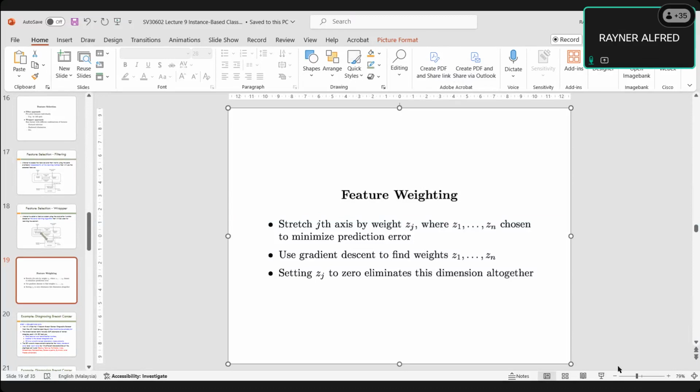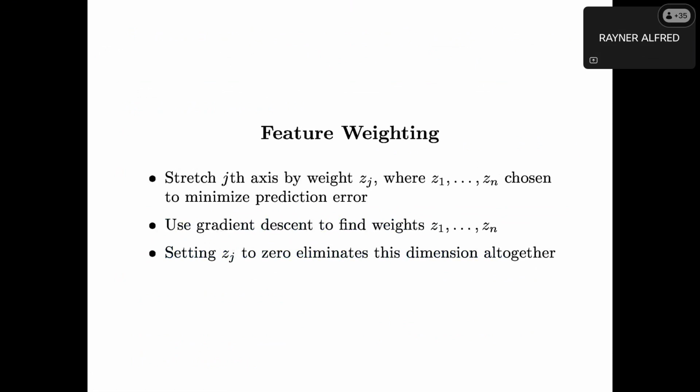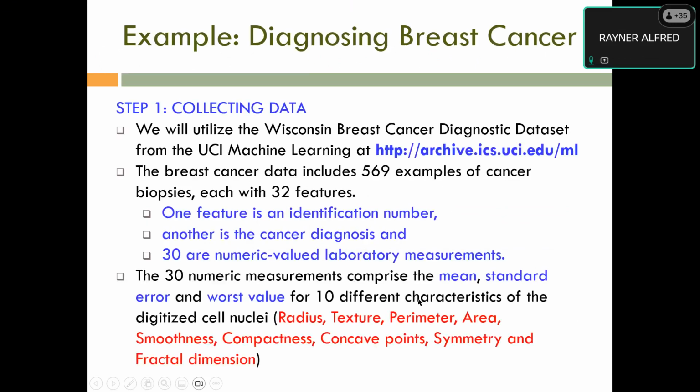Okay, so we continue with this one. This is feature weighting, which means that we are giving different priority to the features that we have. Let's take a look at this diagnosis, breast cancer.